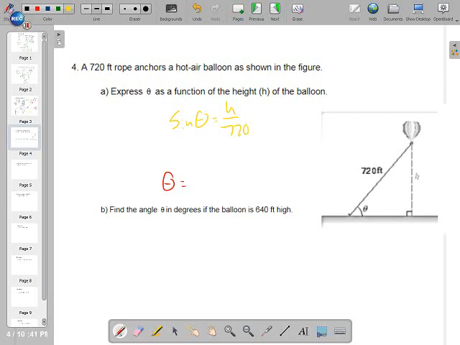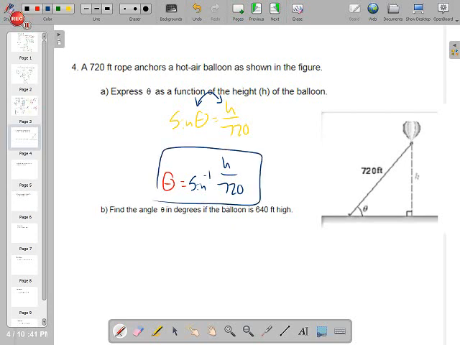Well, that's great, but that doesn't have theta isolated. If I was going to isolate theta, I would need to essentially flip the x and the y, so the theta is on this side. Hey, lucky for us, we know that when you flip x and y, you're taking the inverse function. So this is the inverse sine of h over 720.